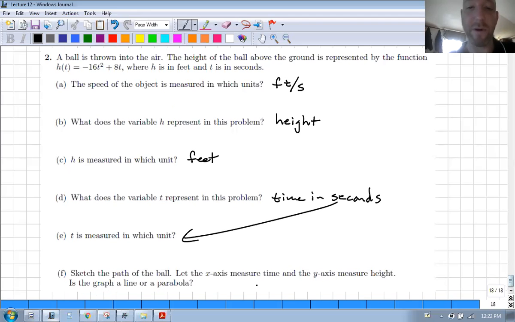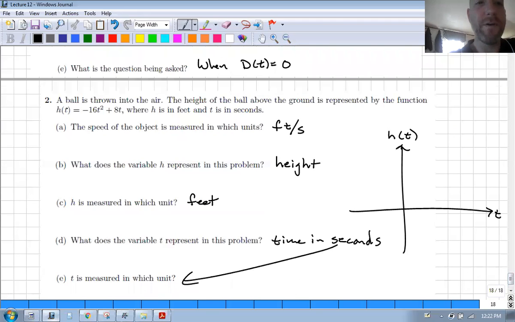Sketch the path of the ball. Let the x-axis measure time. And so, yeah. This is h of t. This is t. All right, so if you notice here, if you plug 0 in for the time, that would be 0, that would be 0. So they're starting off at a height of 0, right? H of 0 is 0. So you're starting off right here at the ground.